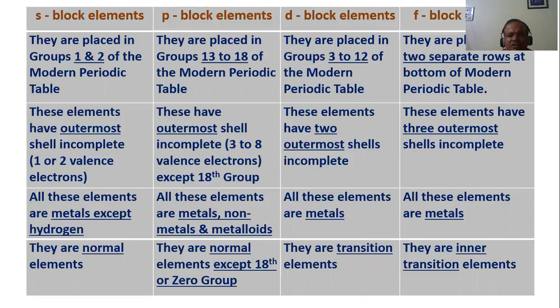So there are various ways of classifying. This is one way of classifying elements. But mind you, this one is on the basis of the electronic configuration. Okay, electronic configuration. So let's talk about S block elements.